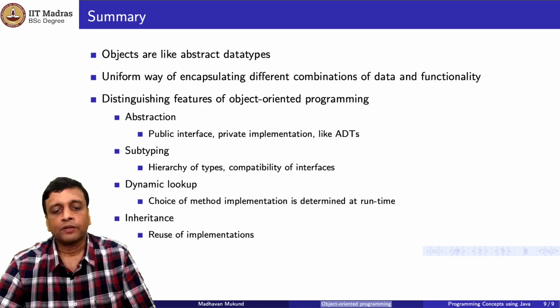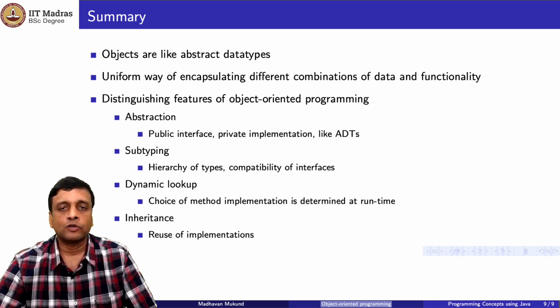So to summarize, objects are very similar to abstract data types, and objects provide us a uniform way of encapsulating different combinations of data and functionality. So what we said is the data that is stored in an object can be very simple. It can be a single integer like a counter. It can be very complicated. It can be a database. But what really distinguishes object-oriented programming from abstract data types is this notion of subtyping.